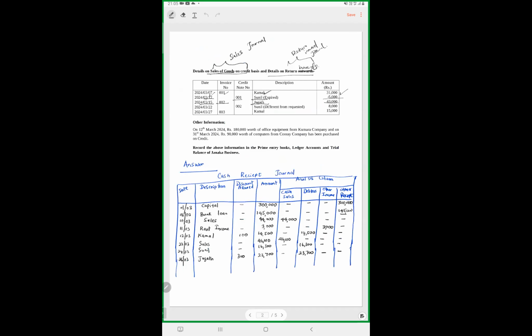And next one, again we have received goods from Sunil as different from requested items. Sunil is a customer, so we need to record it in the return inwards journal. The amount is 8,000, credit note number 2, date is 22nd. Sunil, the amount is 8,000.